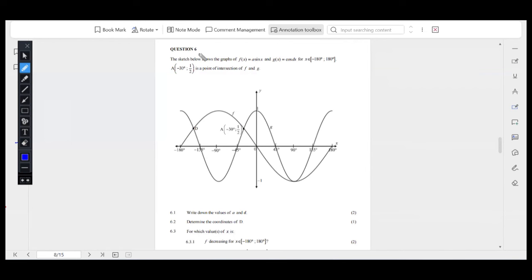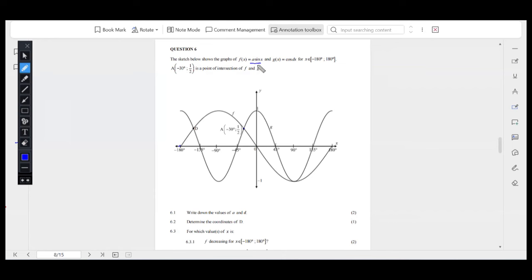Then question 6, trig functions, says the sketch below shows the graph of f(x) = a sin x and g(x) = cos dx for x element of [-180 degrees; 180 degrees], as we can see. And then A is the point of intersection between f and g with coordinates (-30 degrees; √2/2). Write down the values of a and d, right?